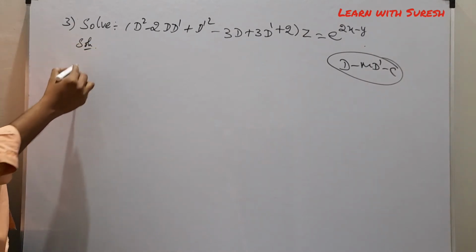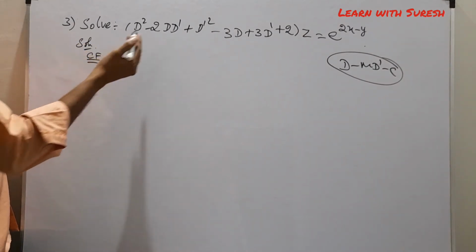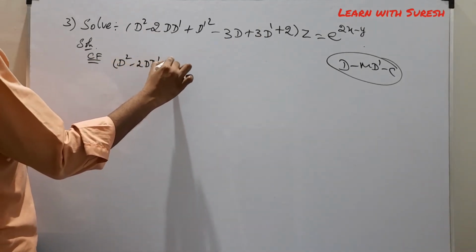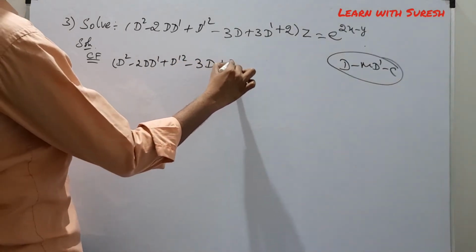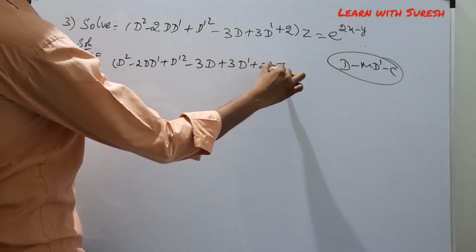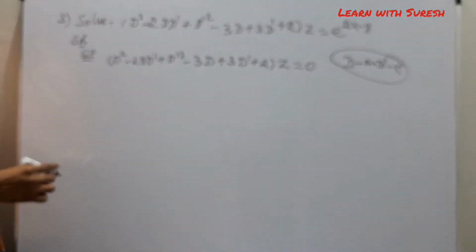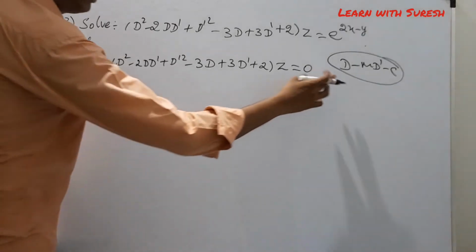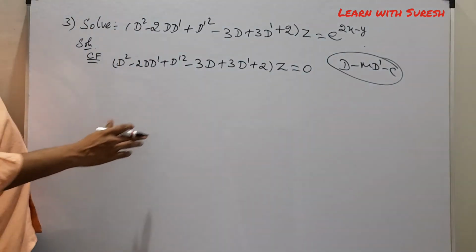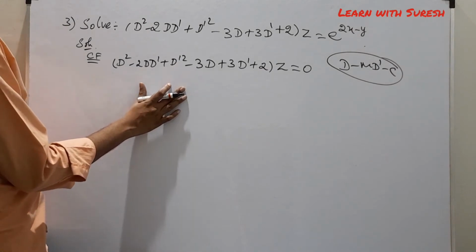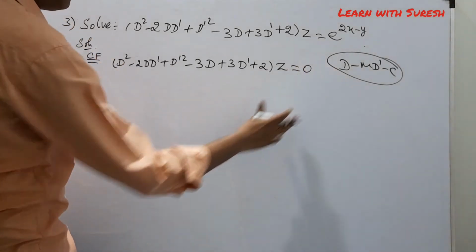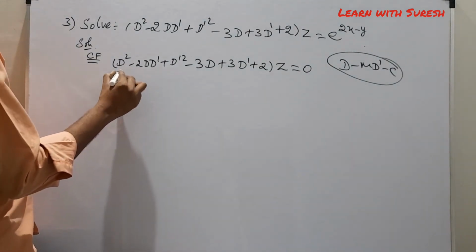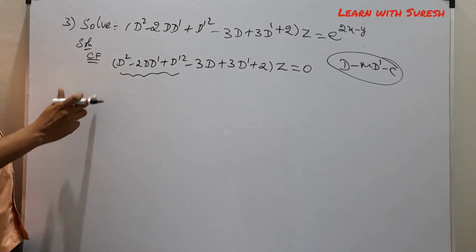Solution: to find the complementary function, just take the left hand side part only and write D square minus 2D D dash plus D dash square minus 3D plus 3D dash plus 2 into z equal to 0. Now this left hand side is not in the form D minus mD dash minus c. There is no specific method to simplify this partial differential equation in this form, but by trial and error method, we can simplify this homogeneous part.